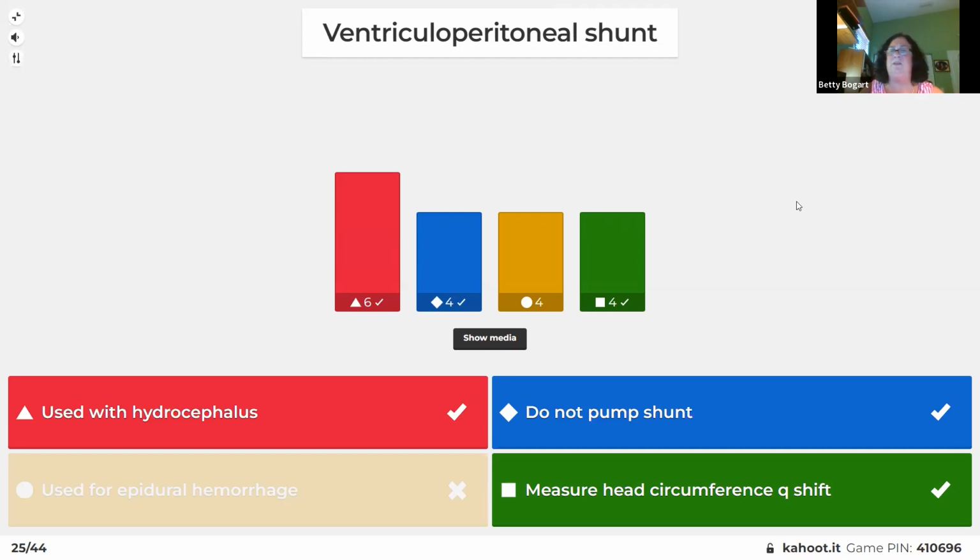It has nothing to do with bleeding in the brain or epidural hemorrhage. It has nothing to do with that. It just means there's a block, the fluid can't get down, it's swelling into the brain. We need another method to get rid of it. We put in this shunt.